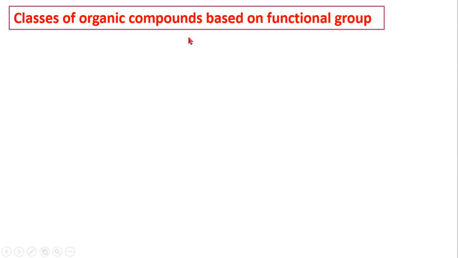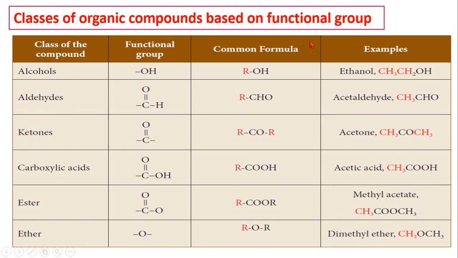Classes of organic compounds based on functional group. Classes of organic compounds, the functional group, common formula or general formula, then examples. The first one, alcohols. The functional group is OH. The general formula, that is ROH. This R refers to alkyl.